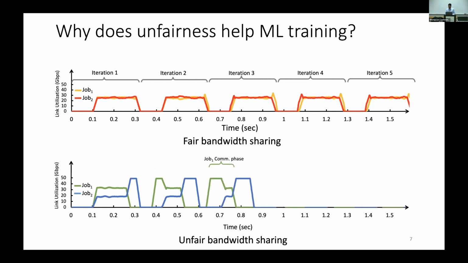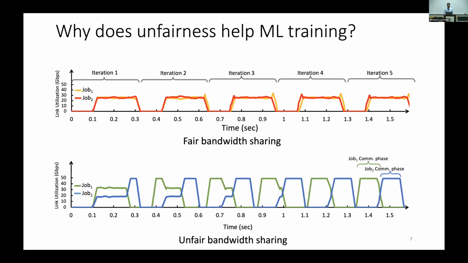In the third iteration, this effect is becoming more prominent. Job 1 is able to start even earlier and is able to utilize the full network for a longer duration. And if we see from first to third iterations, the region where both communicate together progressively reduces. If we let it run for a few more iterations, we see that unfairness completely separates the two communication phases of the two jobs. This interleaving of communication phases actually helps both the jobs to utilize the full network bandwidth. And this is the reason why unfairness had better iteration times as compared to the fair scenario.